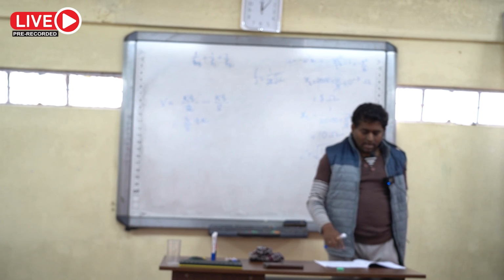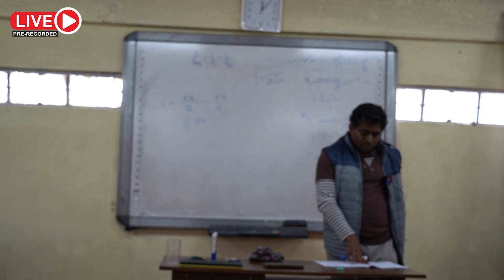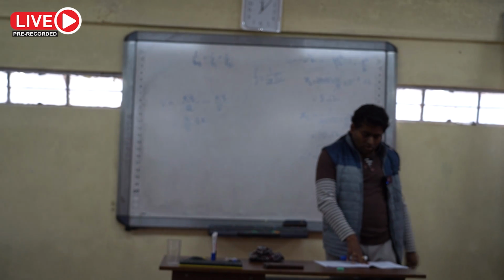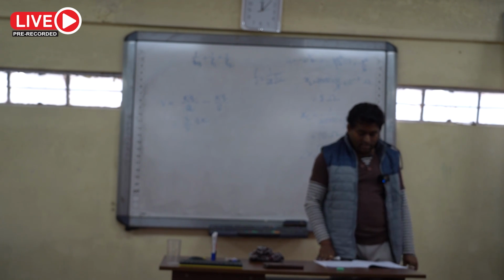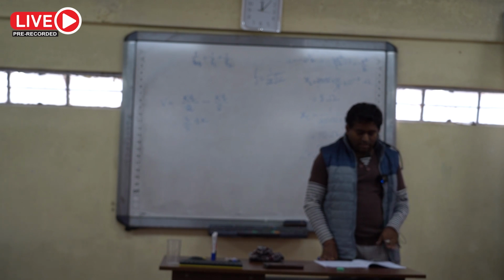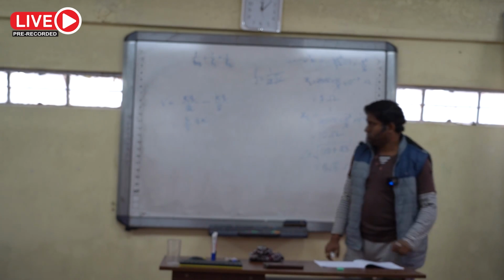A bullet from a gun is fired on a rectangular wooden block with velocity u. When the bullet travels 24 cm through the block along its length horizontally, velocity of the bullet becomes u by 3. Then it further penetrates into the block in the same direction before coming to rest exactly at the other end of the block. The total length of the block you have to find out.